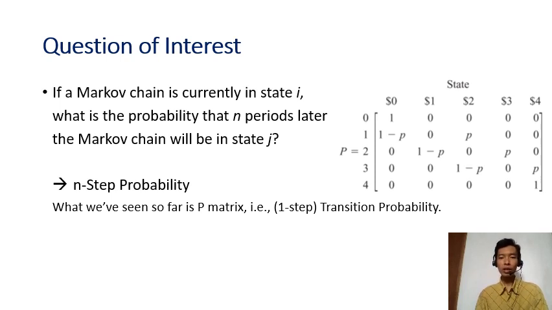Now what we'd like to answer is, let's say in the gambler's win problem, if we have $2, what is the probability that n games later, or n periods later, we will end up in state 0, for example? So that's what we're going to try to answer in the n-step probability.